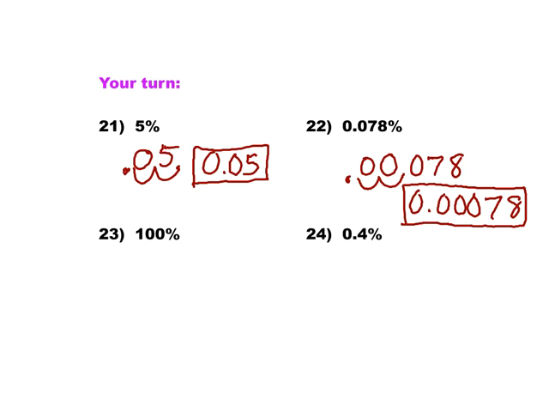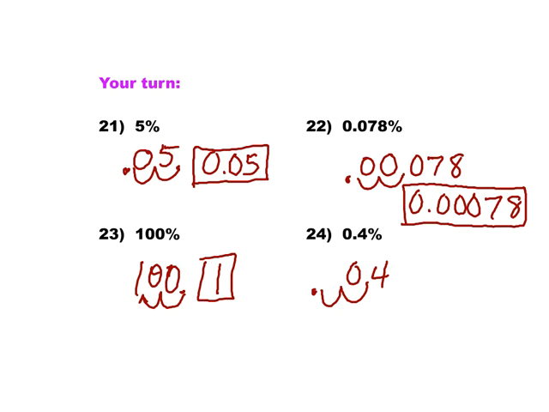100%. Our decimal's behind this last 0. Move it back 2 spaces, our answer is 1. Could you say 1.0? Yes, you could. 0.4, move back 2 spaces, 1, 2, put our new decimal, add in a 0 in that empty space, our answer is 0.004.